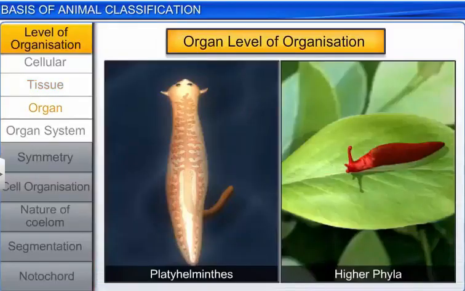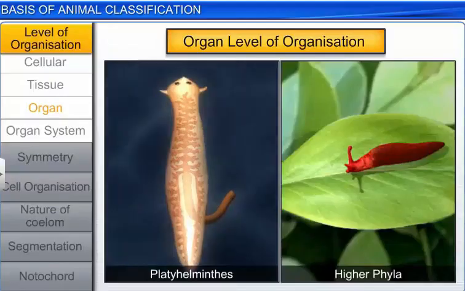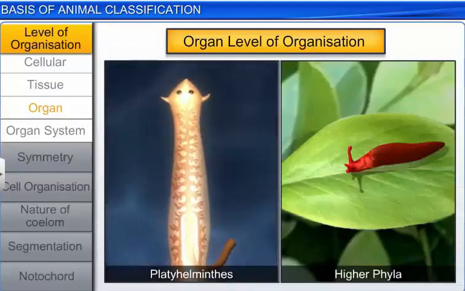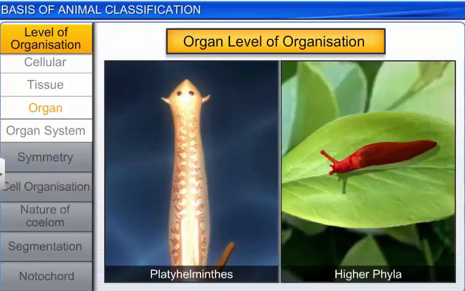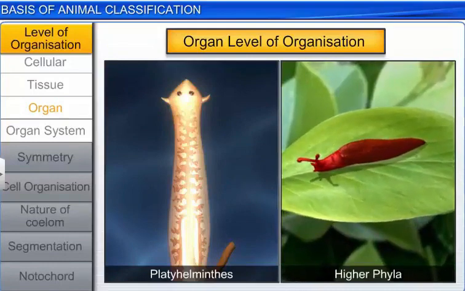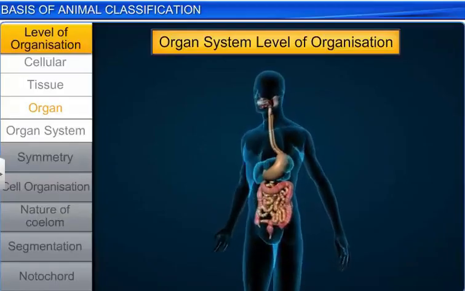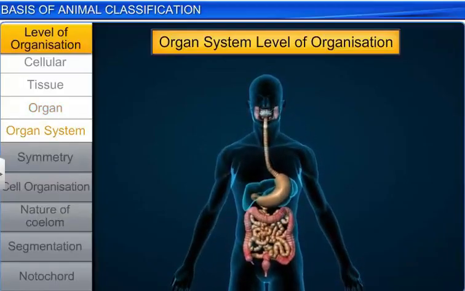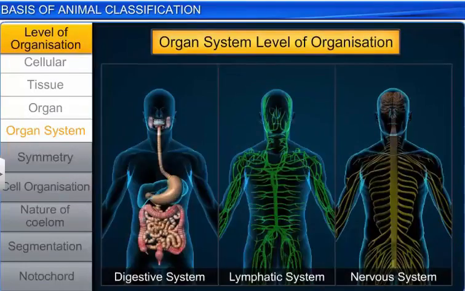Organ level of organization is exhibited in members of platyhelminthes and other higher phyla. Here, the tissues are grouped to form organs, and each organ performs a particular function. The last cell pattern is the organ system level of organization. Here, the organs are associated with one another to form a functional system, where each system performs a specific physiological function.